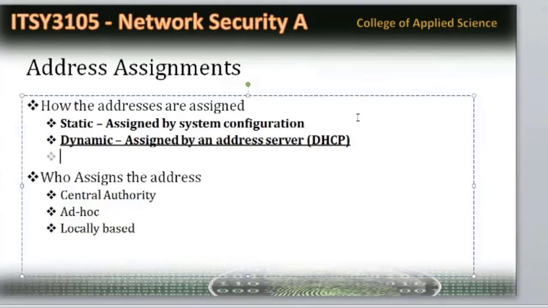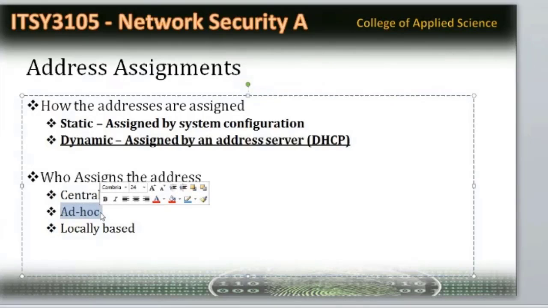You can see there are three different entities: a central authority, ad hoc, or locally based. There are different authorities available, and it's not going to be the same. If you are in the college, you can have a locally based one. Ad hoc means, if you're using a mobile phone, something like that, you can have it.